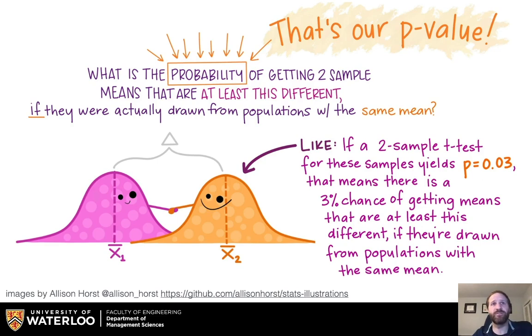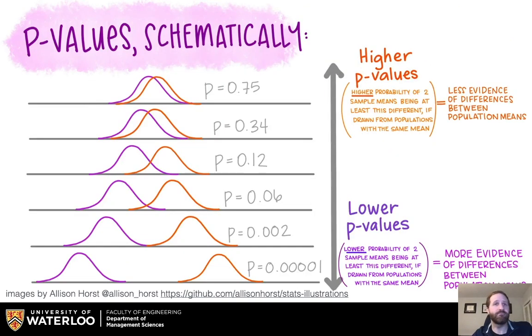The probability of getting two sample means that are at least this different, maybe more, if they're actually drawn from populations with the same mean. So if a two sample test for these samples yields 0.03, that means there is a 3% chance of getting means that are at least this different if they're drawn from populations with the same mean. And here's a diagram of them with the corresponding levels of overlap for various values. The higher the p-value, the higher the probability that they came from the same population. The lower the p-value, the more unlikely it is that they came from the same population.